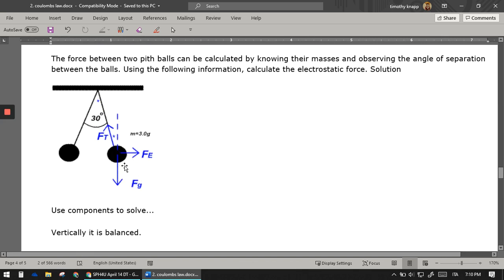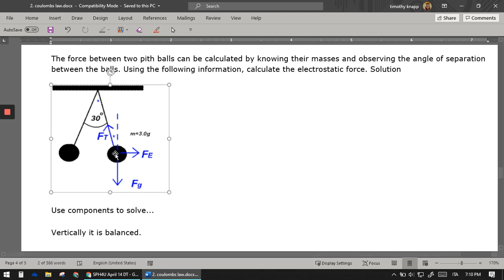Solution 4. So here, this blue diagram, the force between the 2 pith balls can be calculated by knowing their masses, observing the angle. Using the following information, calculate the electrostatic force. Here's the solution, okay? So basically, you've got a force of gravity here. You've got an electric force pulling out, and then you've got a force of tension here, okay? This force of tension, though, it's balanced.